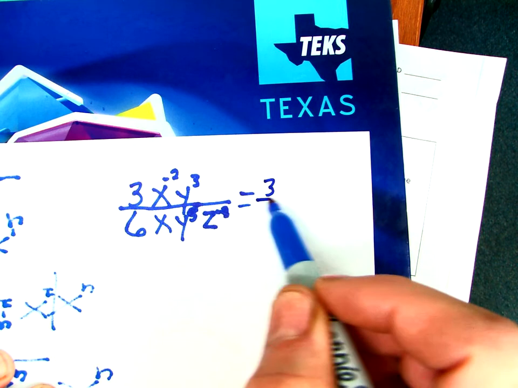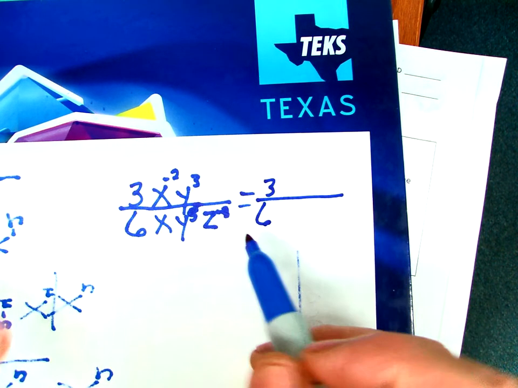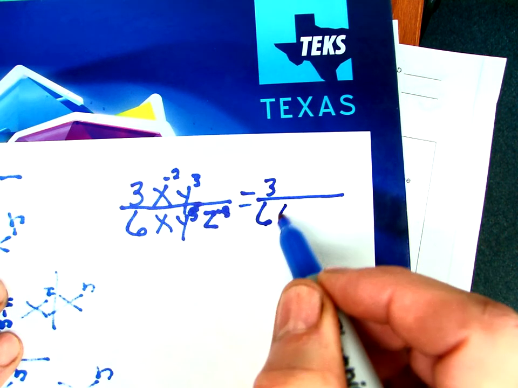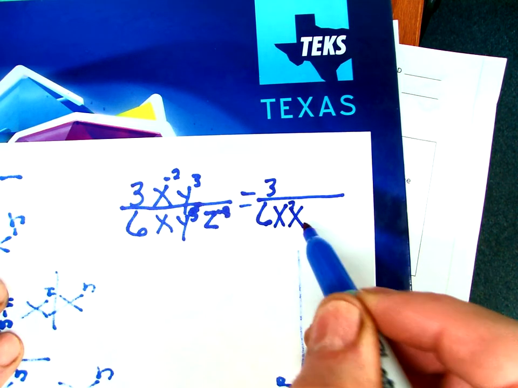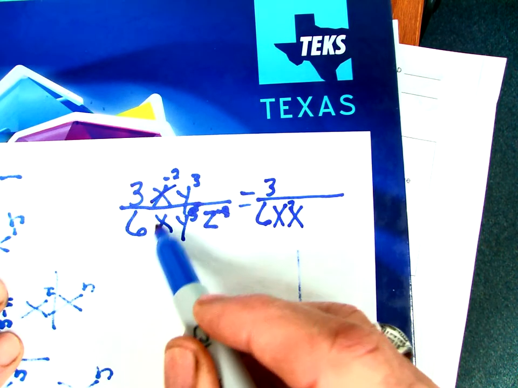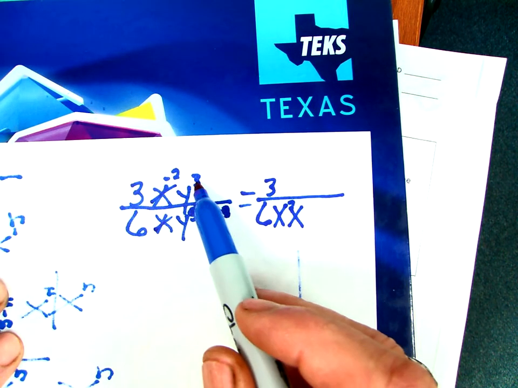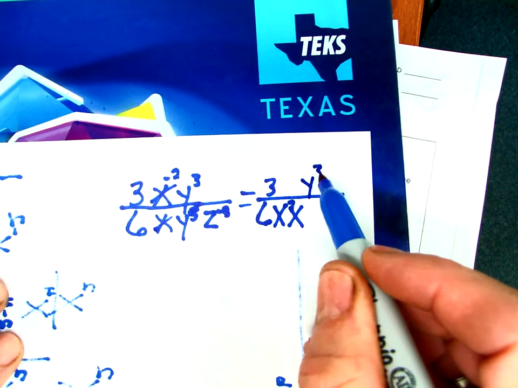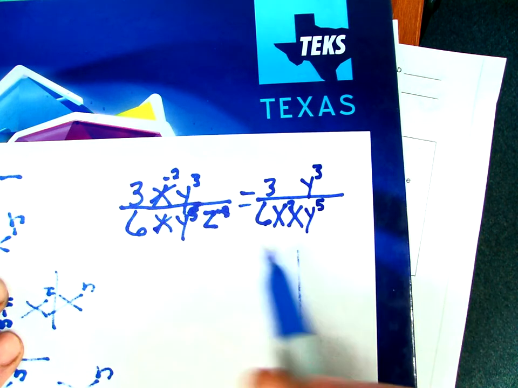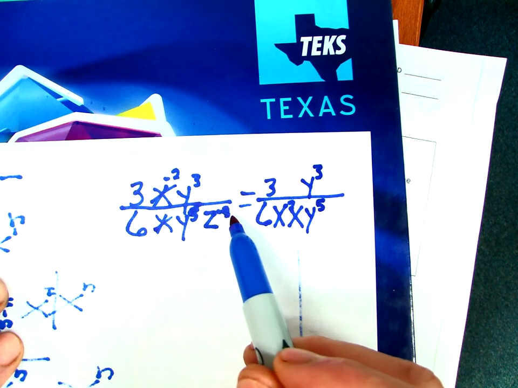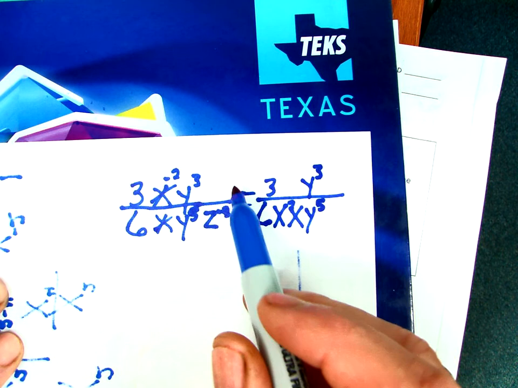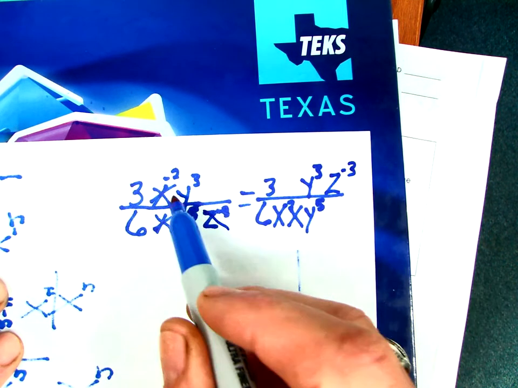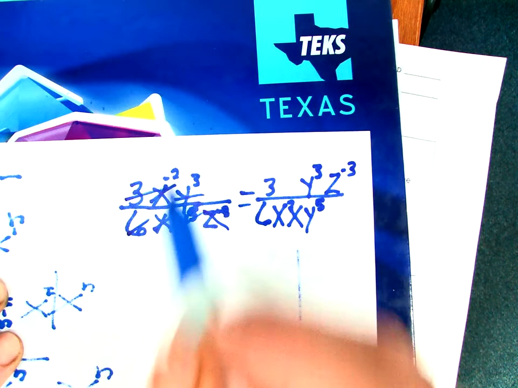So we have 3 over 6. These x's are to the second power. They're going to go down to the bottom. X squared, x. That takes care of the x's. Y to the third, y to the fifth, both positive, so they don't move. And z to the negative 3. That means it needs to go to the top. That takes care of everything.